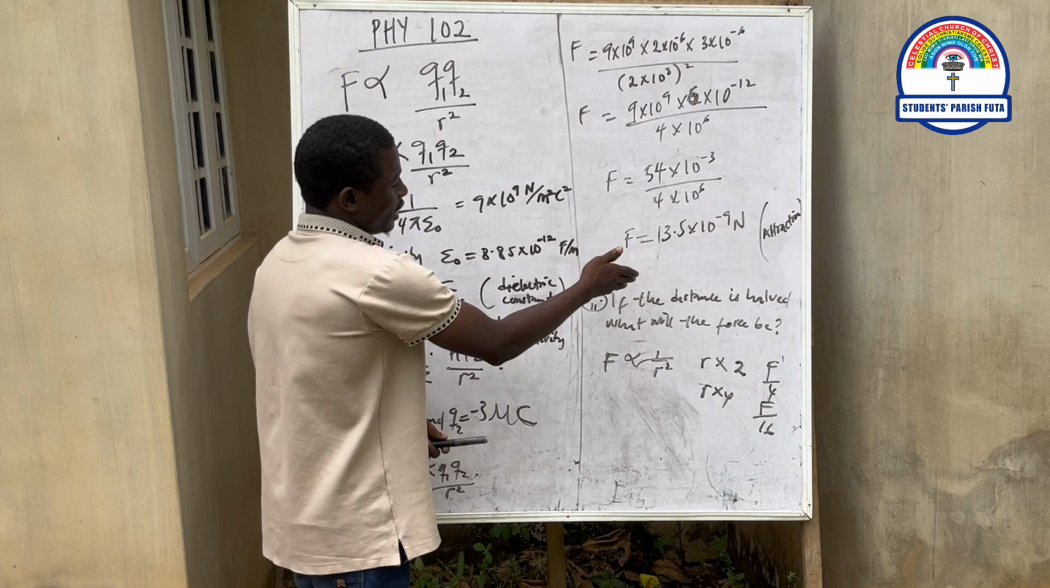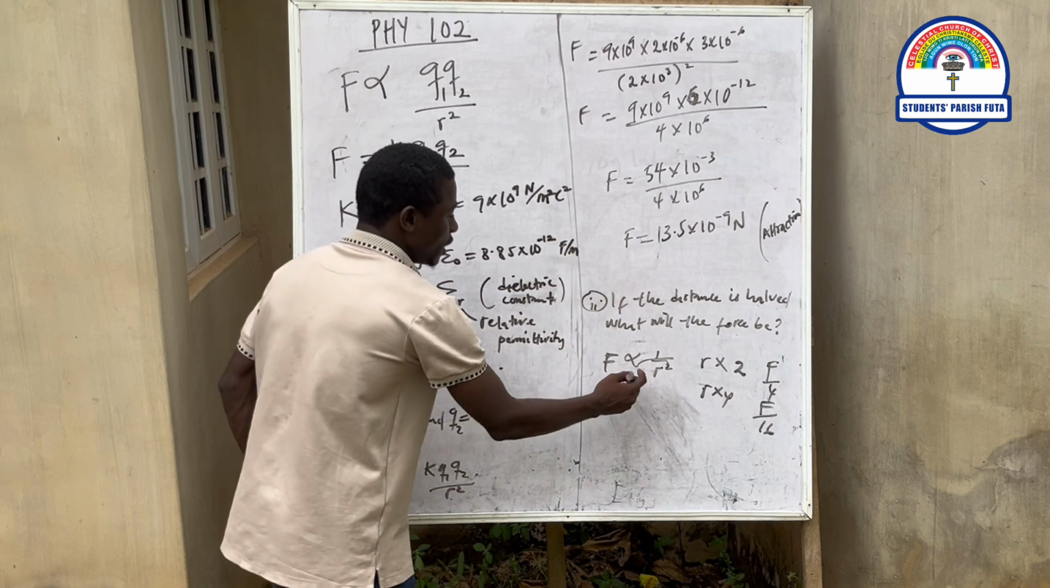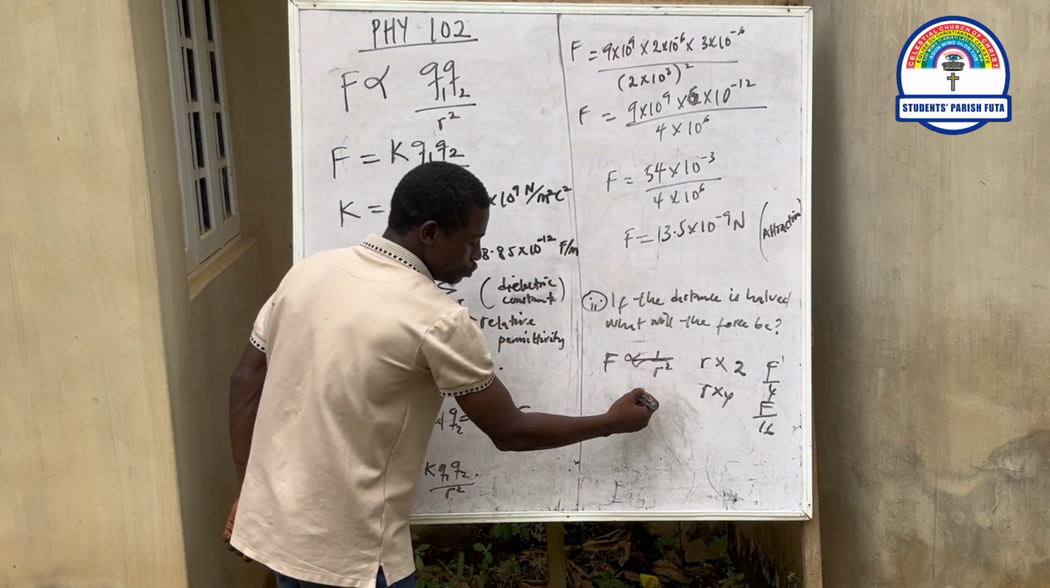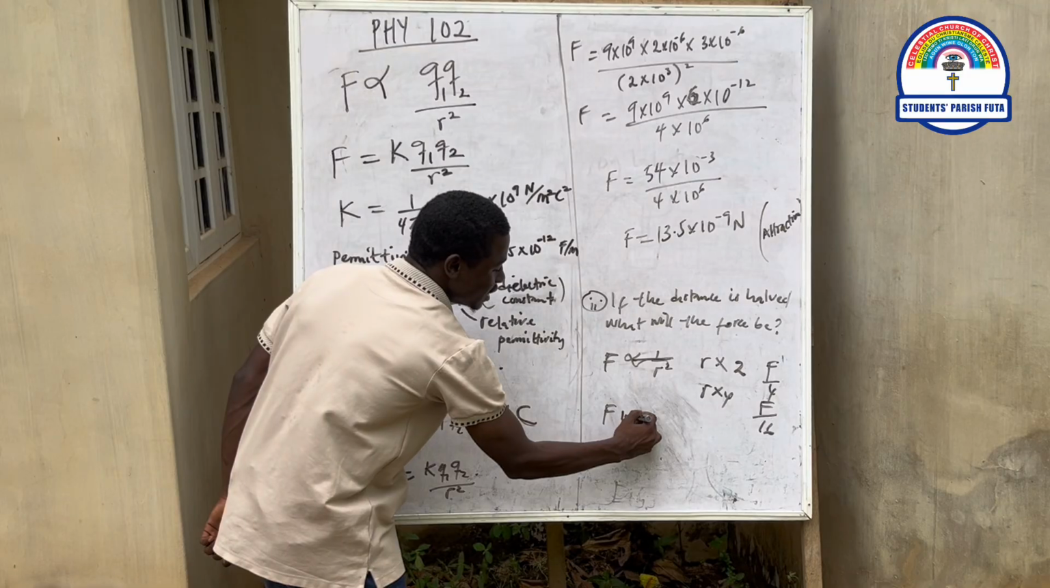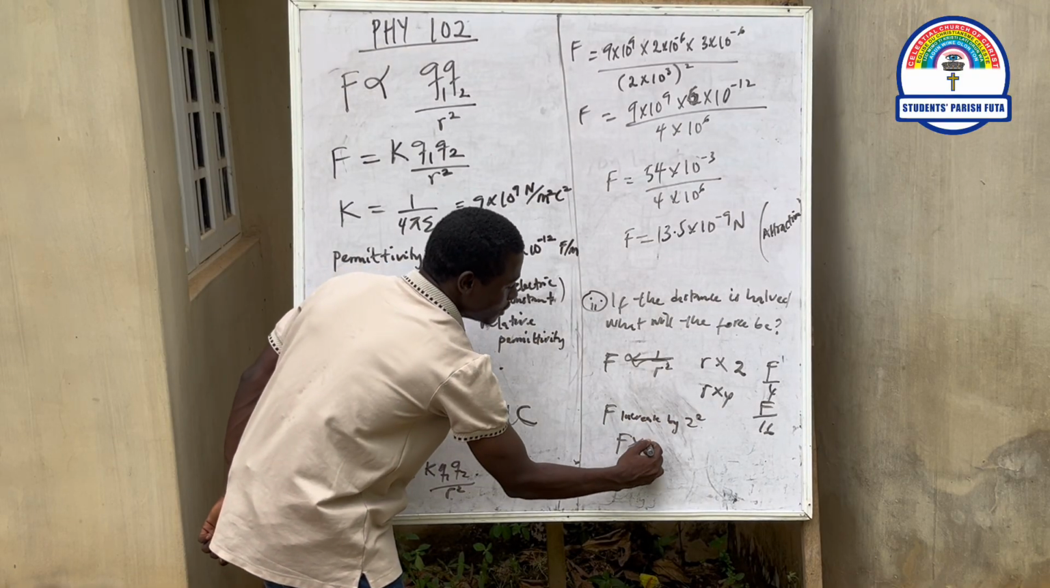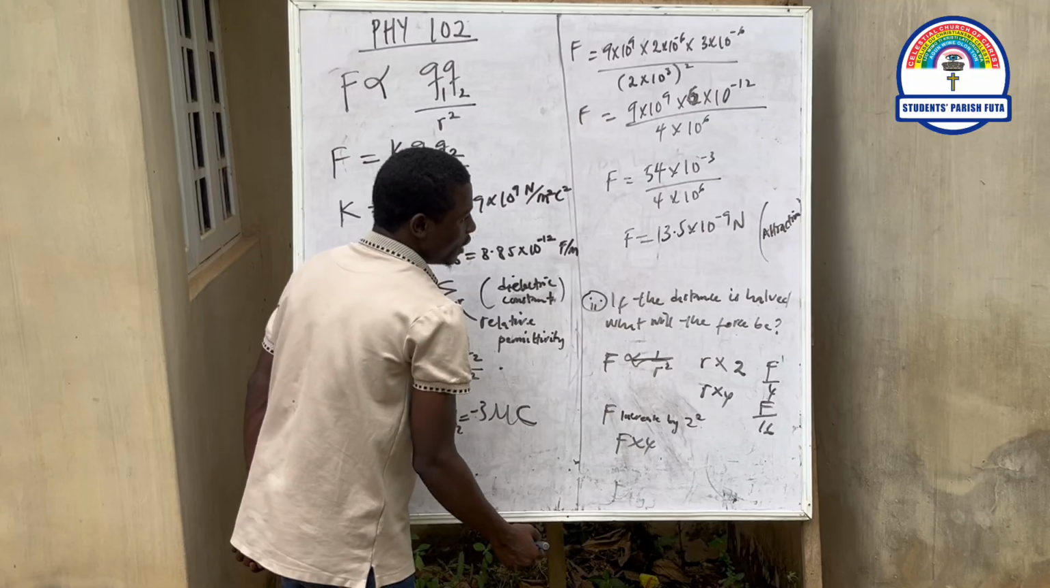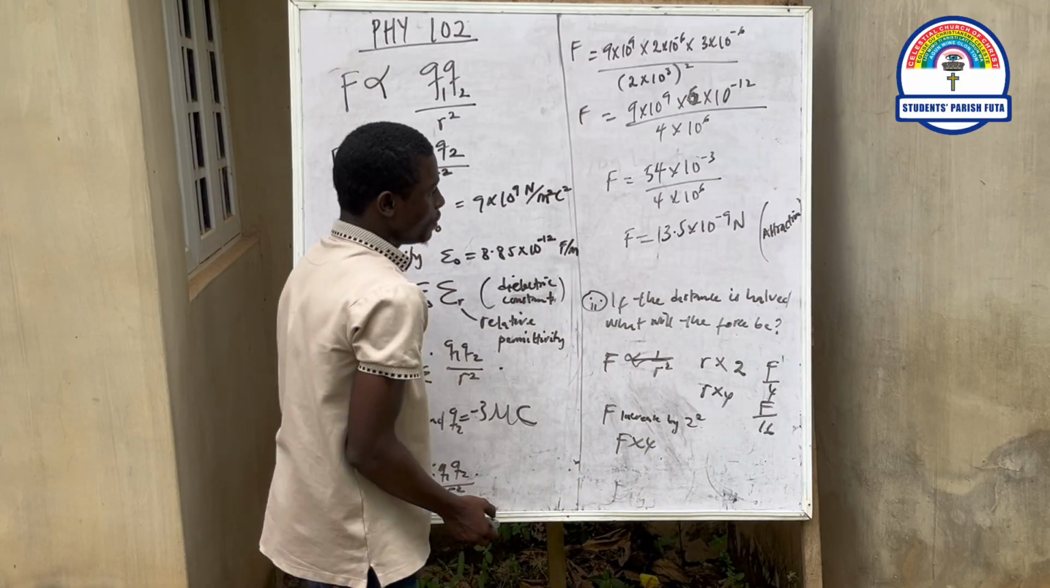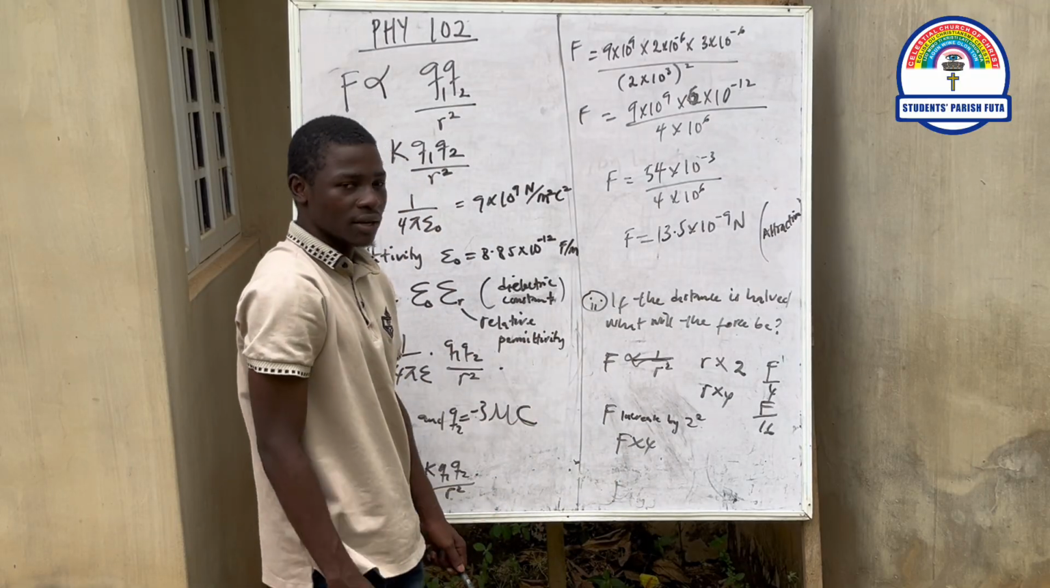So a simple way to solve this is just by saying, okay, if I'm reducing my R by 2, it means my F is increasing by 2 squared. That will be F times 4. And what is your F? 13.5. So times 4, that will be 54 times 10 to the minus 9 Newton.